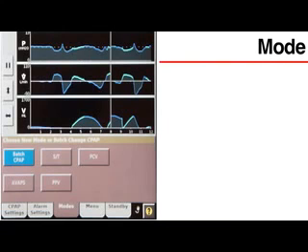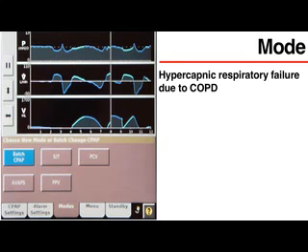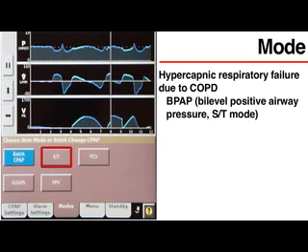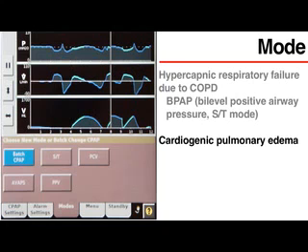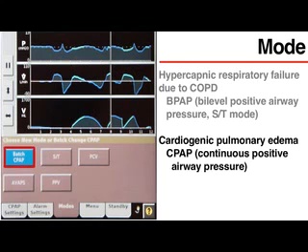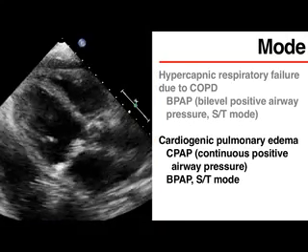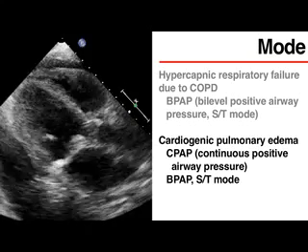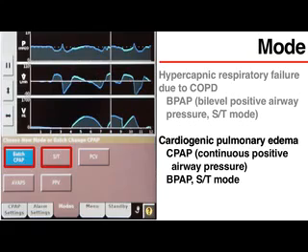To prepare the ventilator, first select the mode. Patients with hypercapnic respiratory failure due to COPD should receive BPAP. Patients with cardiogenic pulmonary edema without shock or ischemia may receive either CPAP or BPAP, since both provide positive end expiratory pressure, which is beneficial in ventricular dysfunction. If the patient has hypercapnia, however, BPAP is more appropriate.